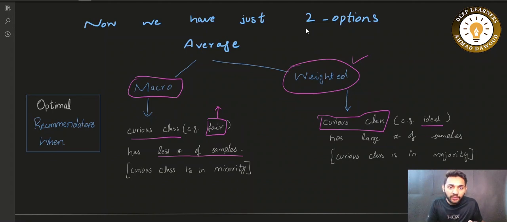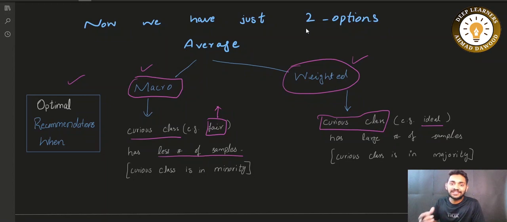But macro average is irrespective of the distribution of samples in each class. It gives equal weight to each class. It calculates the score for each class, then takes an average. So if the class you are curious about is in the minority, with fewer samples compared to other classes, then you can use macro average to highlight the score of that class in the overall score. These are the optimal recommendations, not the ideal recommendations. It may vary depending on your problem statement and your project scenario.